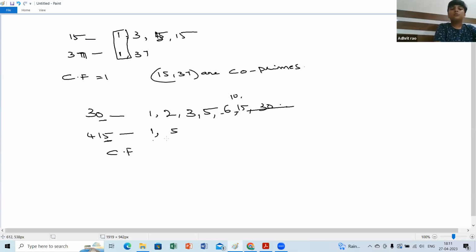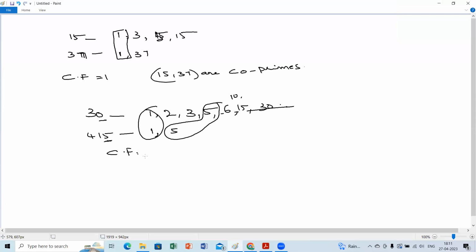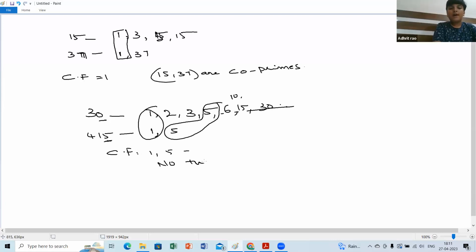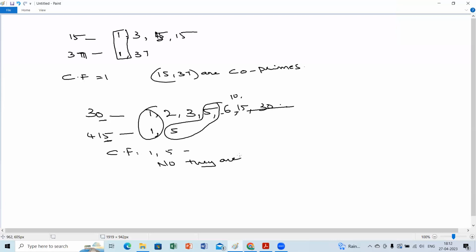What are common factors? There are many, but what are the common factors? Except one, we have 5 also. So can we say these are co-primes? No, ma'am. They are not co-primes, because 5 is common in both the numbers. They are non-co-primes. Their HCF is not 1.